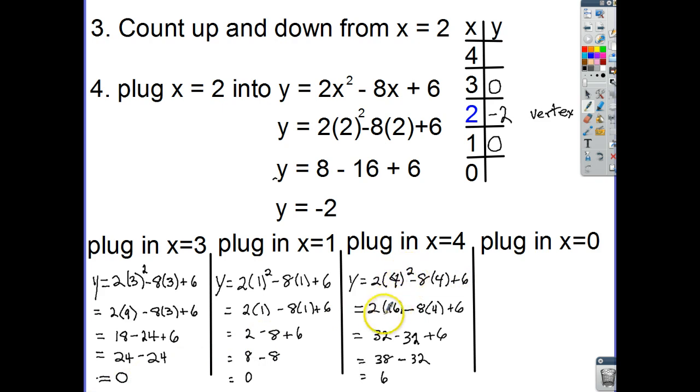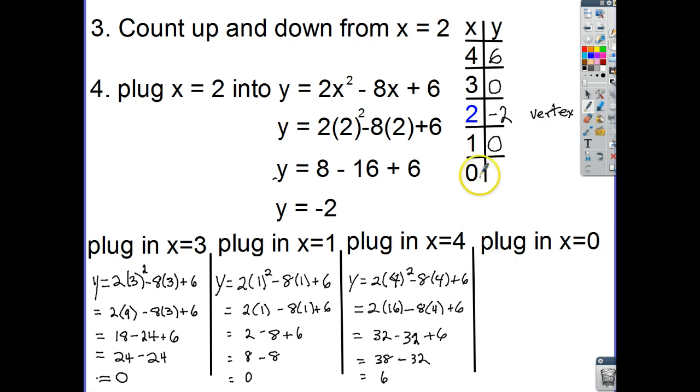Okay, we square the 4, we get 16. 2 times 16 is 32, minus 8 times 4, or negative 8 times 4, negative 32, plus the 6. If you want to add the positives, you get 38 minus 32, or 6. So we get 6 when we plug in 4.